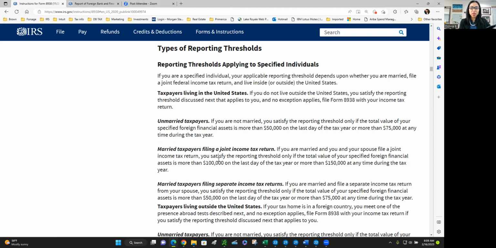And essentially, it's a higher amount for married filing joint. If your bank balance at year end is $100,000, or more than $150,000 at any time during the tax year, then you are required to file this form. So that's all I wanted to share with you. If you own a foreign bank account, you may be impacted by these forms and reporting, depending on how much you own during the year and at year end. Feel free to reach out to me if you have any questions.